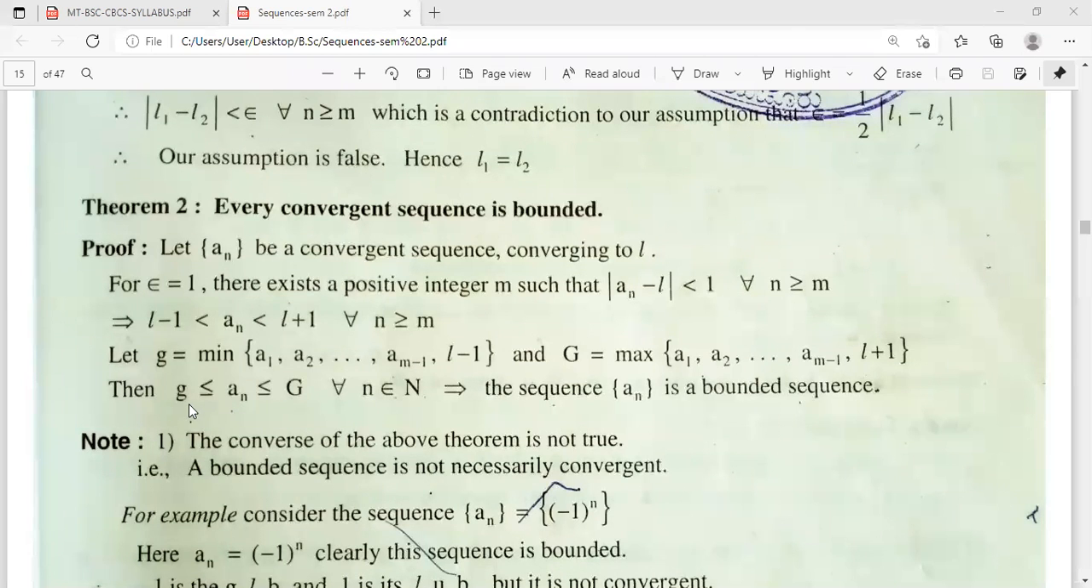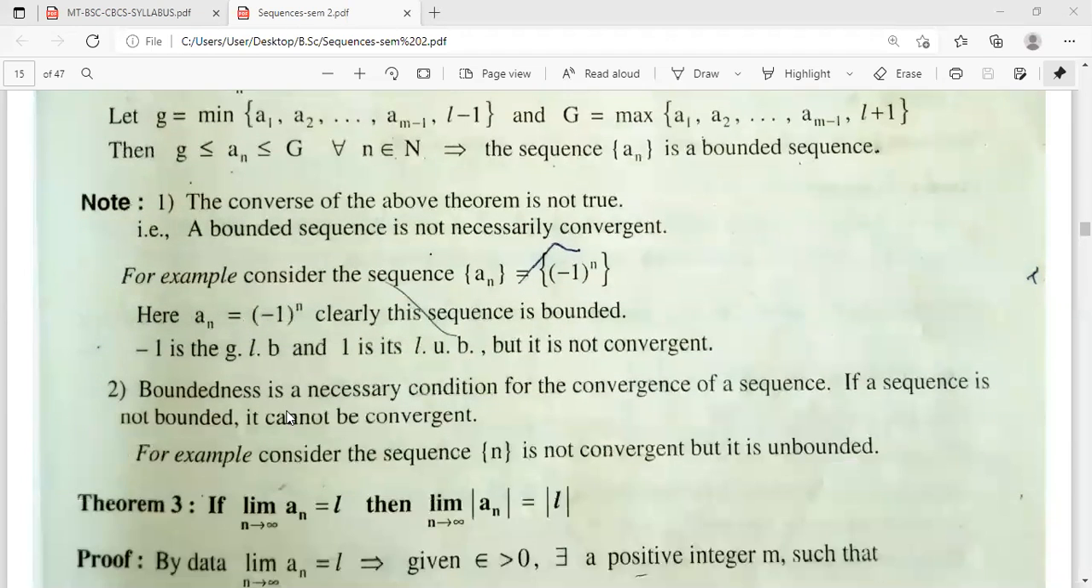That's why it is a bounded sequence, because this is bounded above as well as bounded below. Here g is less than or equal to a_n, and a_n is less than or equal to capital G. a_n greater than or equal to g means bounded below, and a_n less than or equal to capital G means bounded above. Bounded above as well as bounded below, therefore it is a bounded sequence.